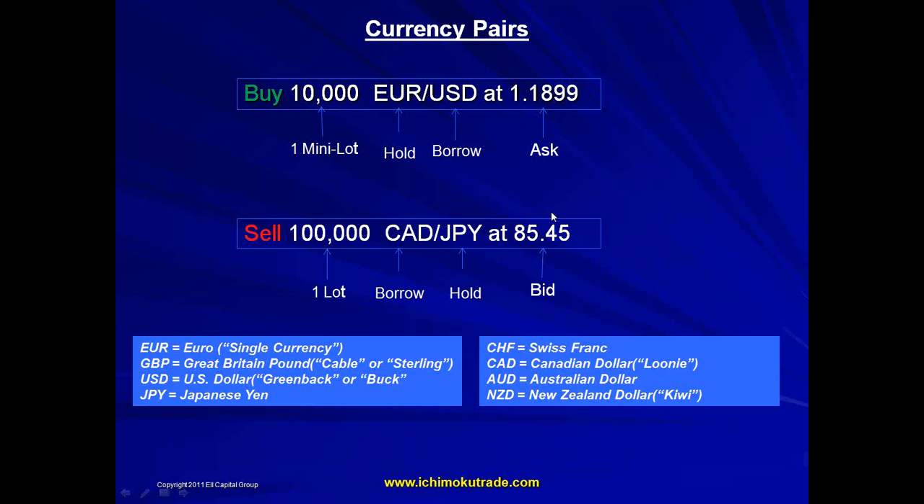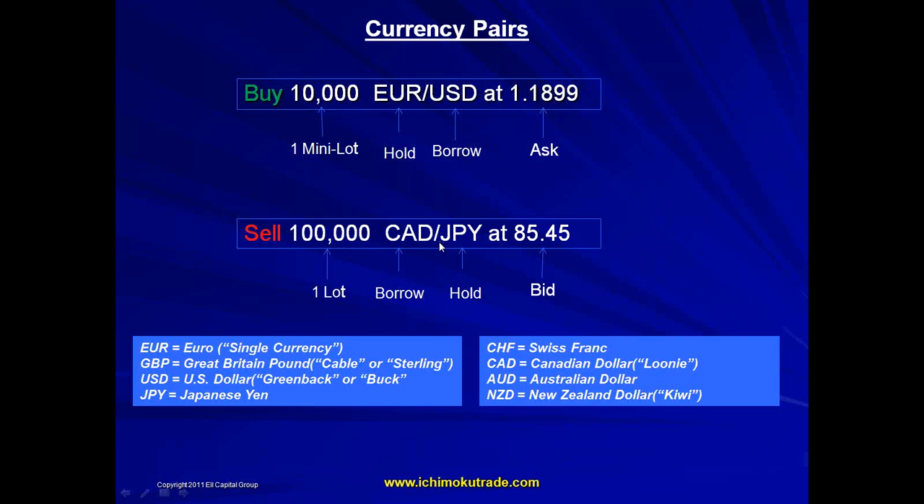Okay. Now, in theory, you could get caught up with all this terminology of which one I'm borrowing and which one I'm holding. Really, all this stuff is irrelevant. I'm explaining this because I want you to understand it, but at the end of the day, I don't remember what I'm borrowing or holding at all. If my chart tells me that the Euro USD is going up, I'm going to buy it. If it tells me it's going down, I'm going to sell it. If my chart for the CAD yen tells me it's going to go up, I'm going to buy it. If my chart tells me it's going to go down, I'm going to sell it.